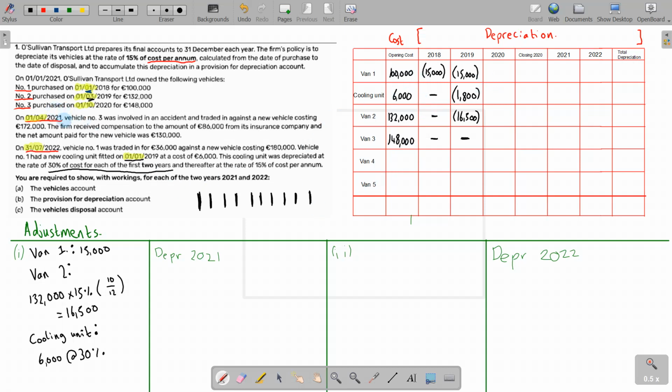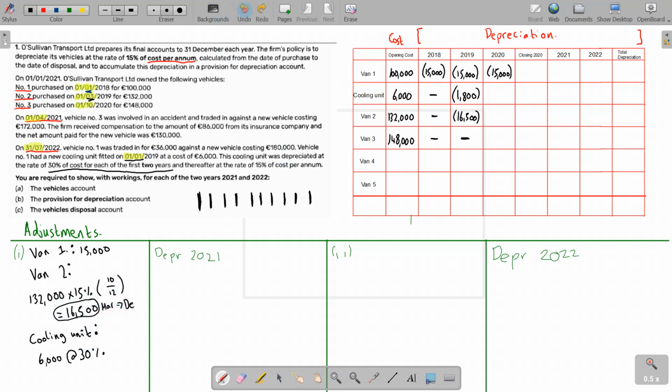So remember, our first adjustment takes place in 2021, so we don't have to worry about any adjustments, or we're not buying any new vans until 2021. So in 2020, we still had van 1 for the full year. That's 15,000. That's nice. We've now had van 2 for all of 2020, the full year from January. So what we calculated with this 16,500 was March to December.